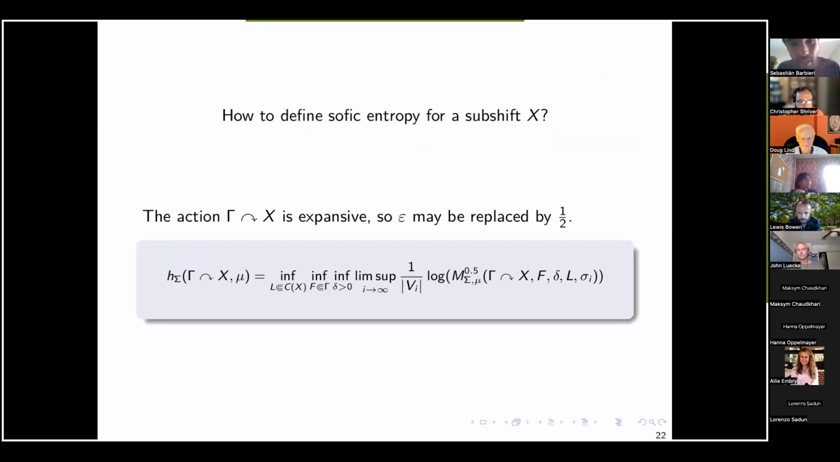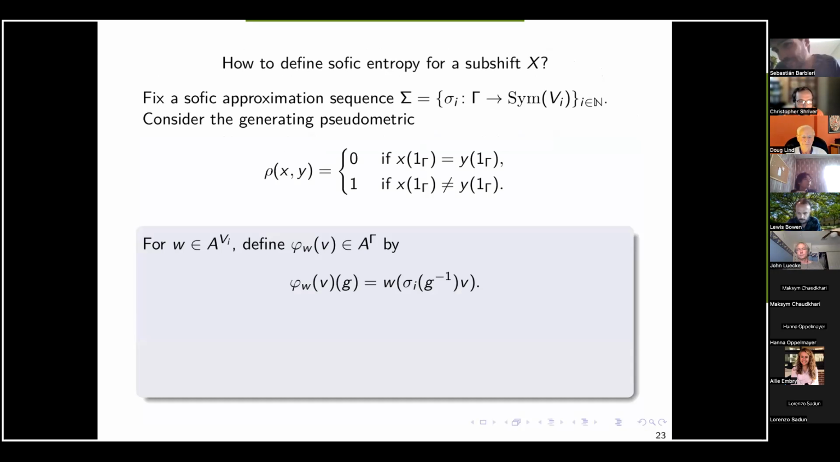Okay, that's nice. Second thing, I always took a generating pseudometric, but for subshifts, there's a very nice, simple generating pseudometric. Just compare the coordinate at the origin, right? That should simplify things a little bit. And also, I don't need to really look at maps from BI to the whole space. This thing is expansive, so I can just look at the zero coordinate through this pseudometric. So if I have just a map from BI to the alphabet A, I can push forward this finite coloring to a configuration on gamma by using the map sigma I.